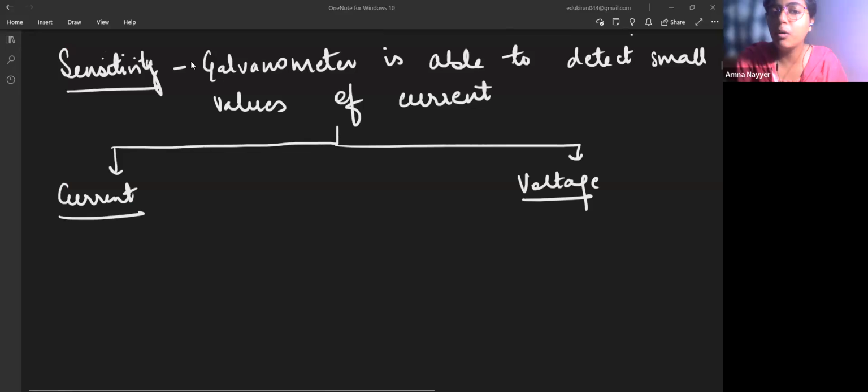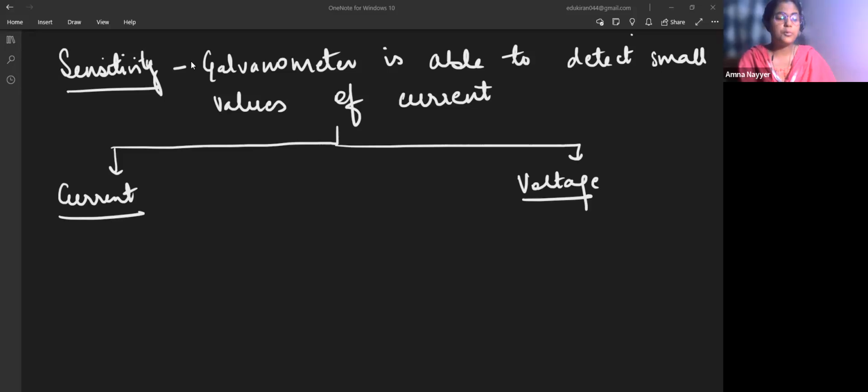Yes, class, talking about the sensitivity of a galvanometer. So sensitivity of a galvanometer means, what is the function of a galvanometer? Whenever there is a current in your circuit, it will detect it. So sensitivity means that if a very, very small amount of current is there, what should happen? For a very small amount of current, this should be the deflection.